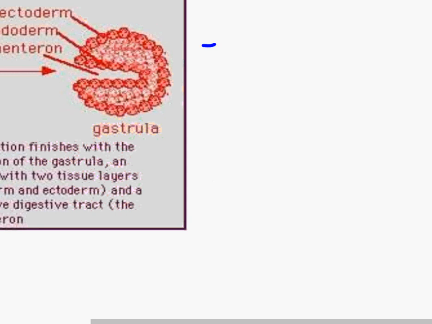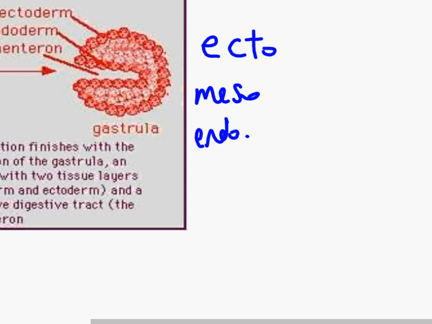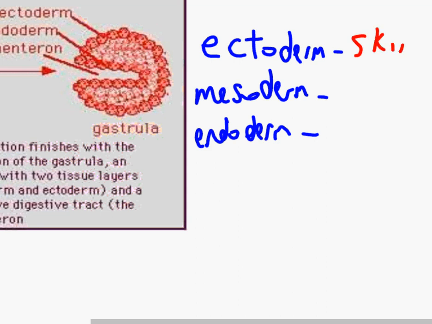Real quick, just to talk about these three tissue layers, you have the ecto, the meso, and the endo. Derm is the last word there. Derm means layer. Ecto is the outermost layer. This is going to be like your skin and your nervous system. It's going to form from the ectoderm.